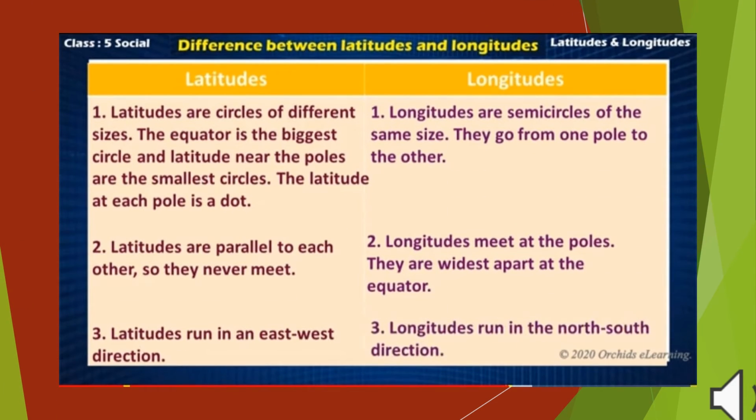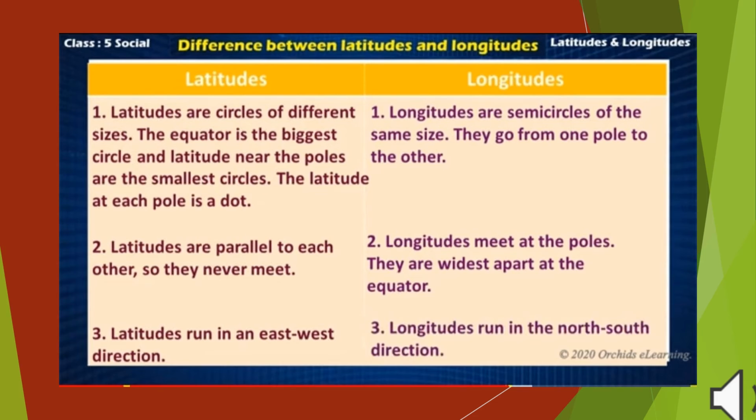Let's discuss the difference between latitudes and longitudes. Latitudes are circles of different sizes. The equator is the biggest circle and latitudes near the poles are the smallest circles. The latitude at each pole is a dot, whereas longitudes are semicircles of the same size. They go from one pole to the other.